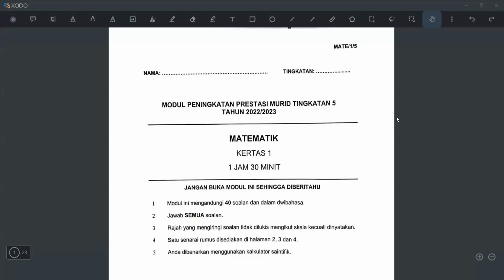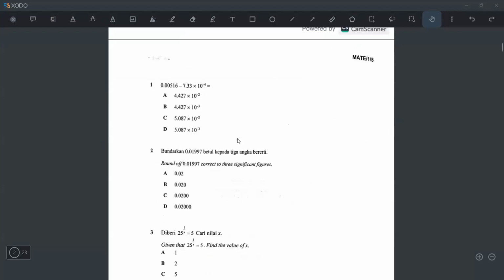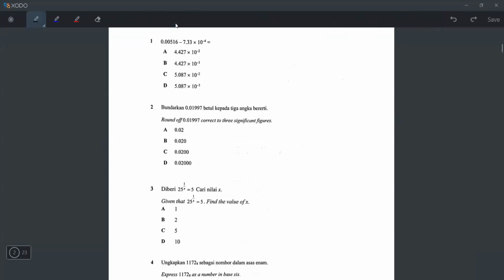Okay, so in this video, I will do the trial paper for Matematik. This is the Percubaan Kertas, but it's from Kedah, okay? So it's the Kedah trial for 2022. So let's start. Let's look at the first question. We have question 1 here.